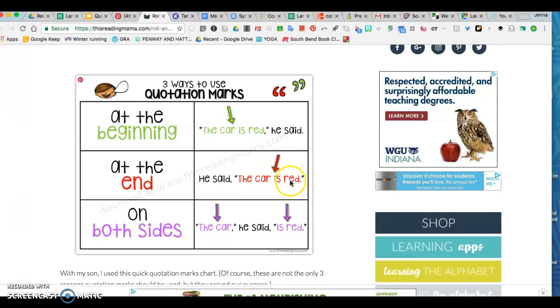Dialogue can be at the end, or dialogue can be on both sides of "he said." Now notice you have to have extra quotation marks if you have it on both sides. Quotation mark, quotation mark, quotation mark, quotation mark.